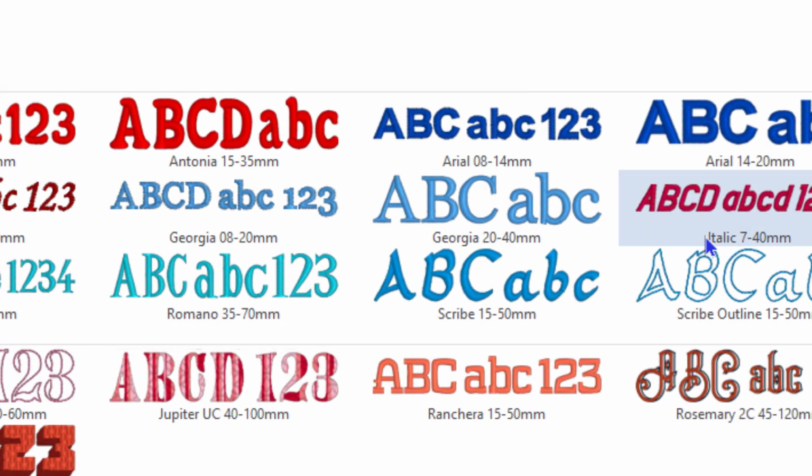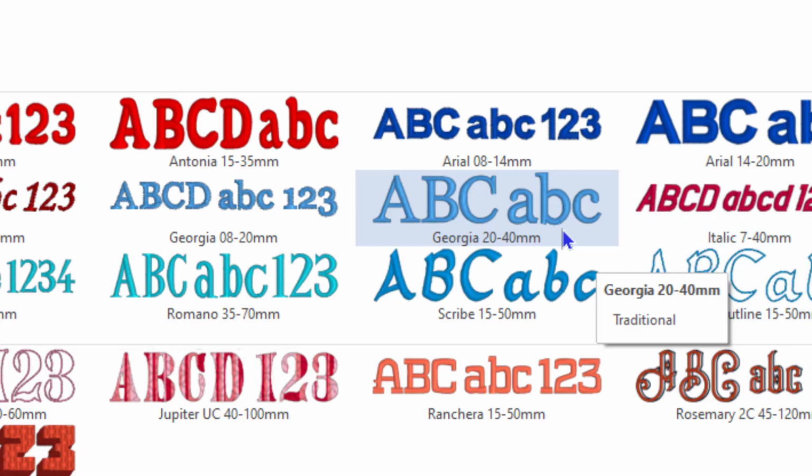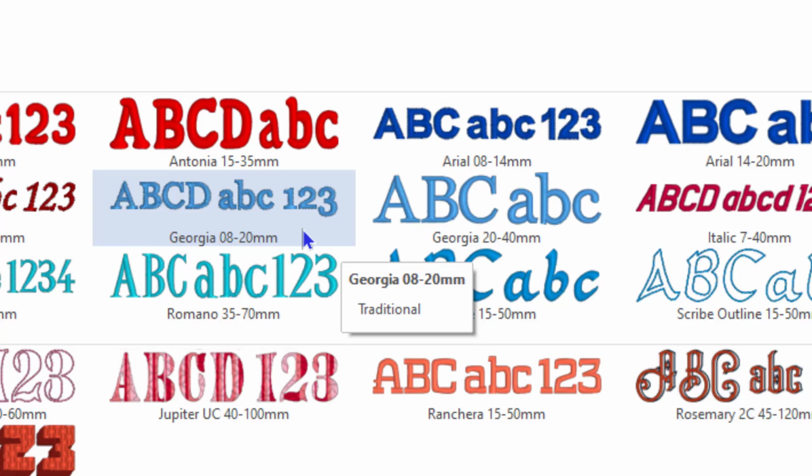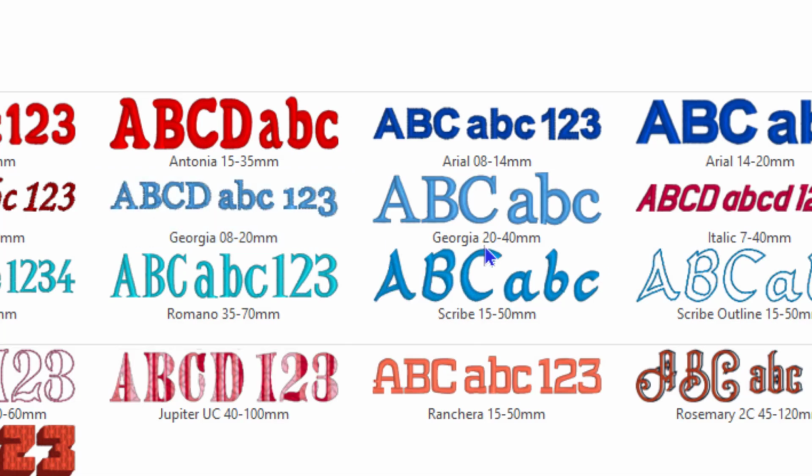Now, I'm going to choose the Georgia 20 to 40 millimeter font. The reason why I point that out is notice that here is Georgia 20 to 40 millimeters, and here is Georgia 8 to 20 millimeters. And you might wonder, what's the difference between these, except the minimum and maximum sizes on these two fonts? Well, that's precisely it. We have those two fonts there.